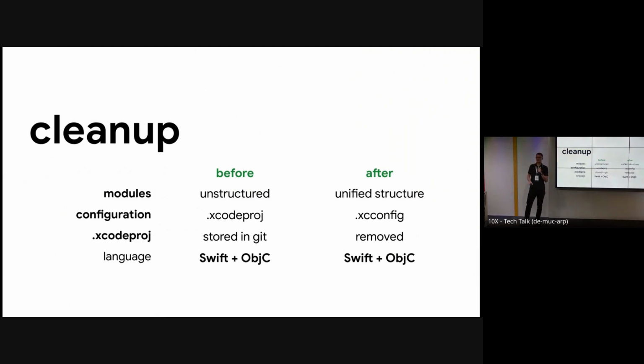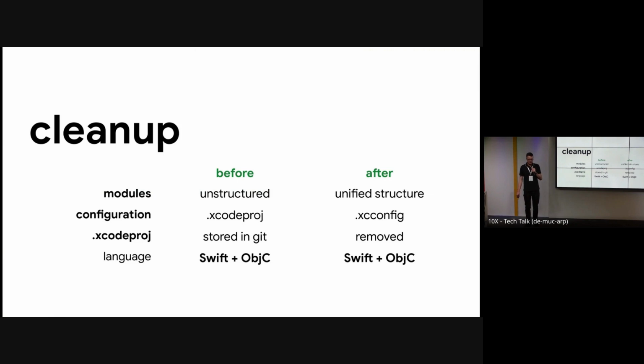Before we started introducing Bazel as our build system and caching system, we had to perform a cleanup in our monorepository. Modules in the repository were unstructured. We had to unify the structure. The configuration was in project files. We had to extract it, and project files were checked in to the repository, which was kind of a mess.